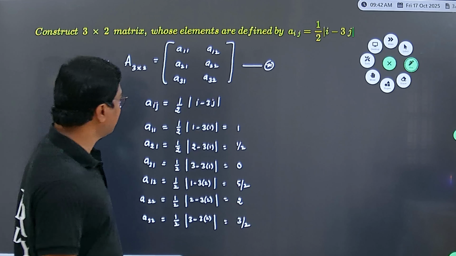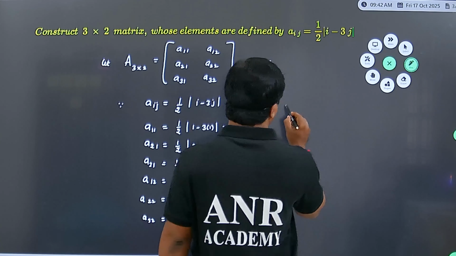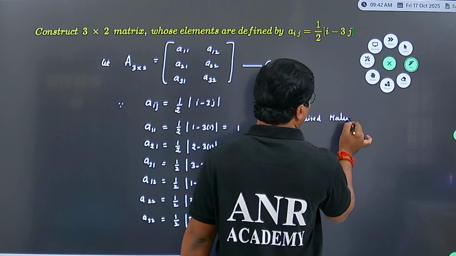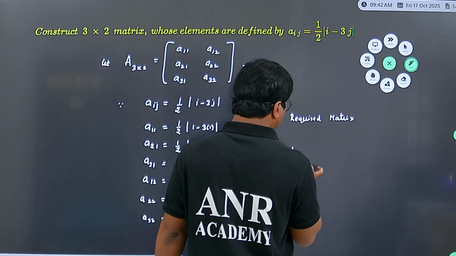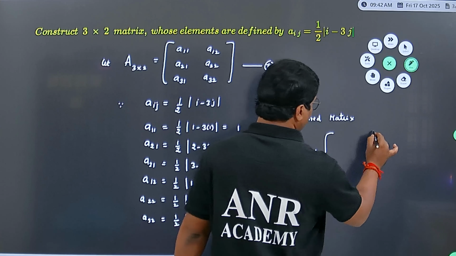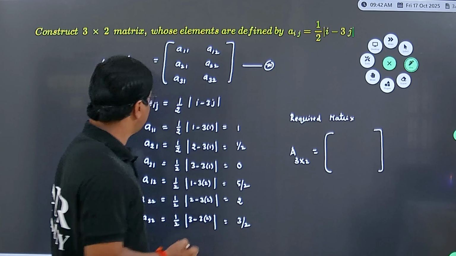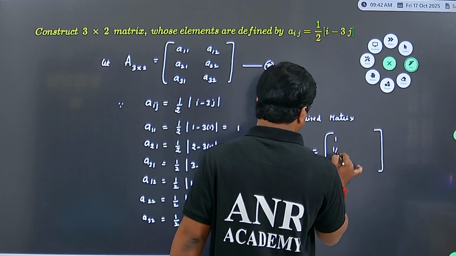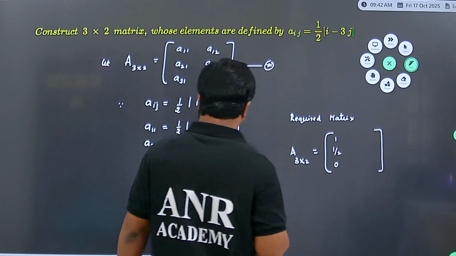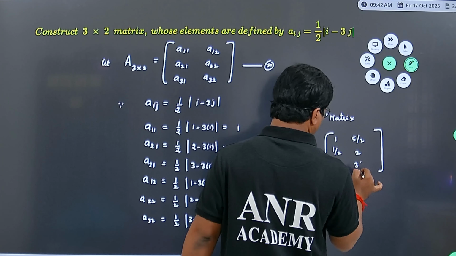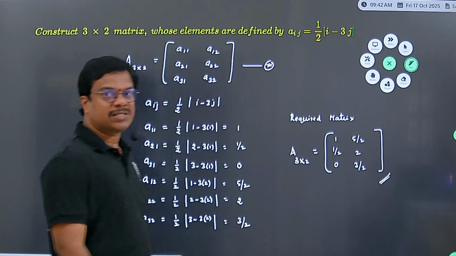After calculating all the elements, then you have to write the required matrix. Required matrix A of 3 cross 2, that is first A11 is 1, A21 is 1 by 2, A31 is 0, next 5 by 2, 2 and 3 by 2. This is your answer.